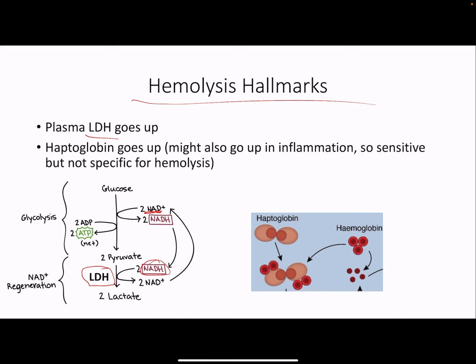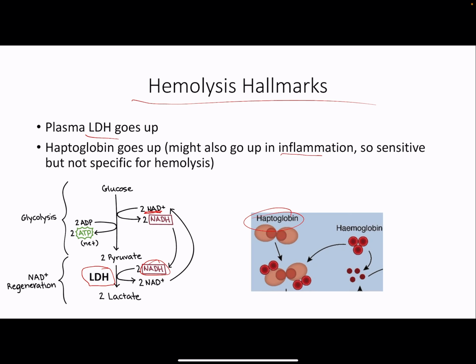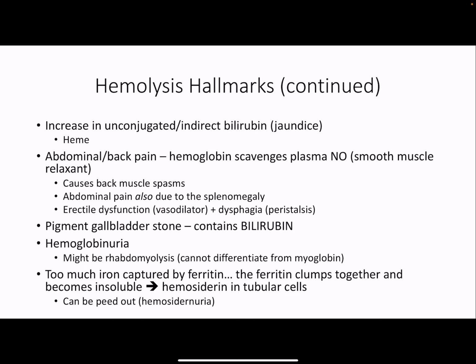And some of the hemoglobin gets converted, the heme gets converted to bilirubin. And sometimes we have this protein called haptoglobin, which just snatches up the free globin monomers. And so if the haptoglobin is binding onto the hemoglobin proteins, that means that our free concentration of haptoglobin goes down. But haptoglobin, as I'm saying here, goes up in inflammation in general. So while it might be sensitive for hemolysis, it is not specific for hemolysis.